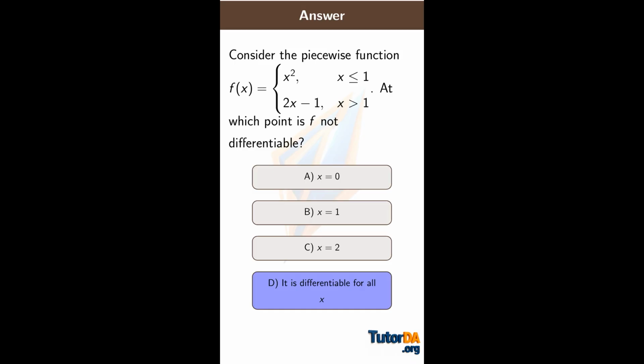Consider the piecewise function f of x, defined piecewise: x squared if x is less than or equal to 1, and 2x minus 1 if x is greater than 1. At which point is f not differentiable? Hence, the correct option is D, that is, it is differentiable for all x.